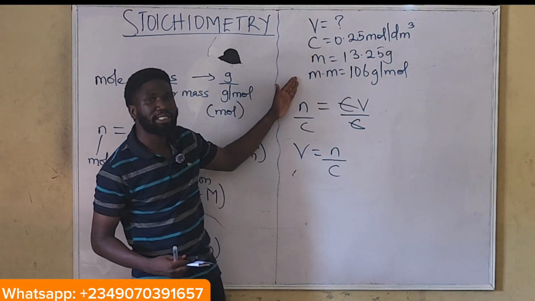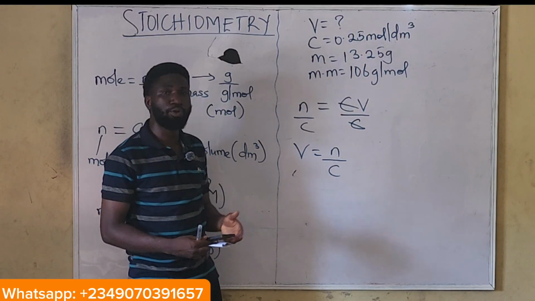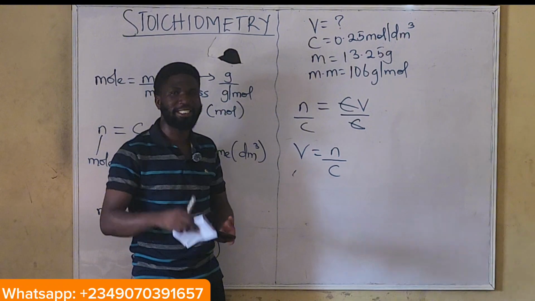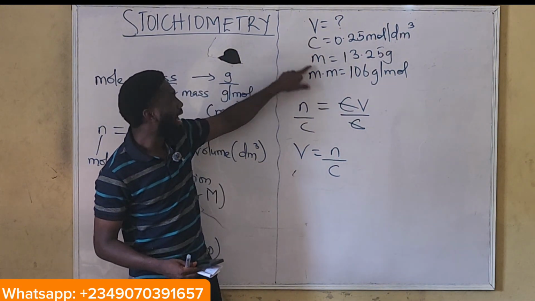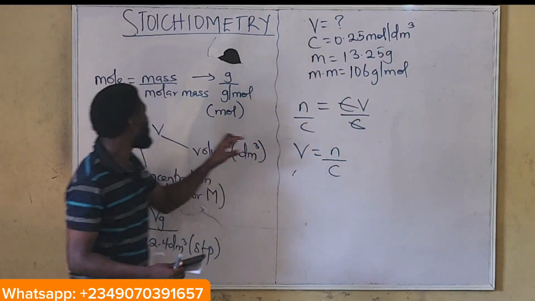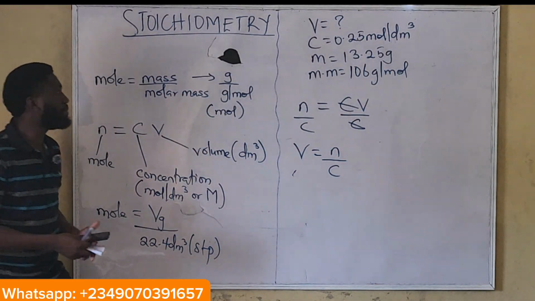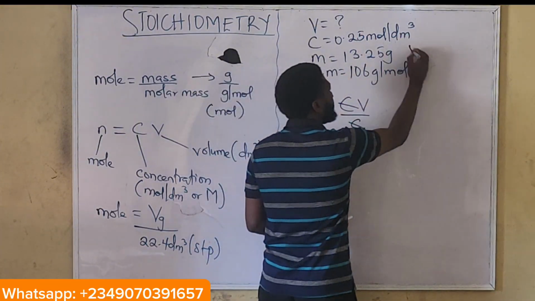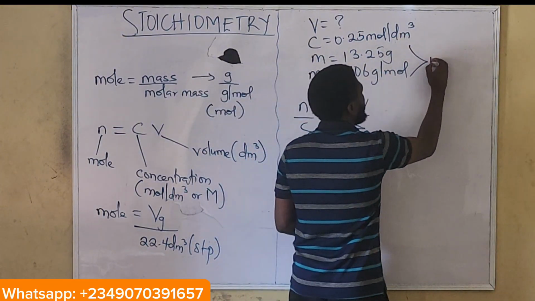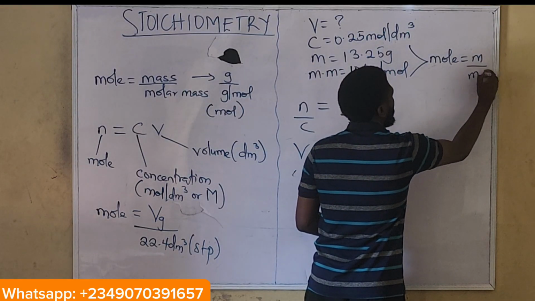But from the parameters here, do we have the mole? No. The mole is unknown. But then we can actually get the mole. How can we get the mole? Remember, we have the mass given to us as well as the molar mass. If you check the first formula, we said mole equals mass over molar mass. So with the mass here and the molar mass here, we are going to get the mole. So you can say that mole equals mass over the molar mass.